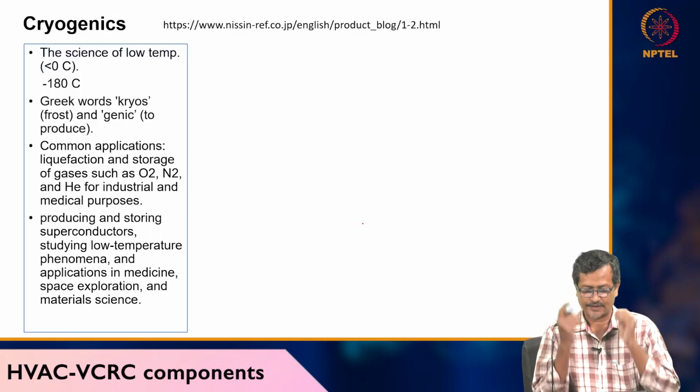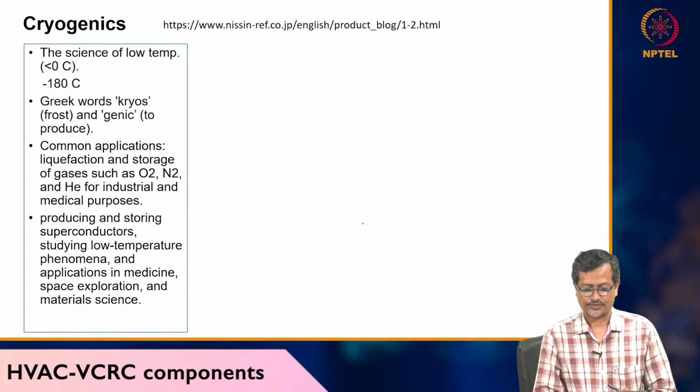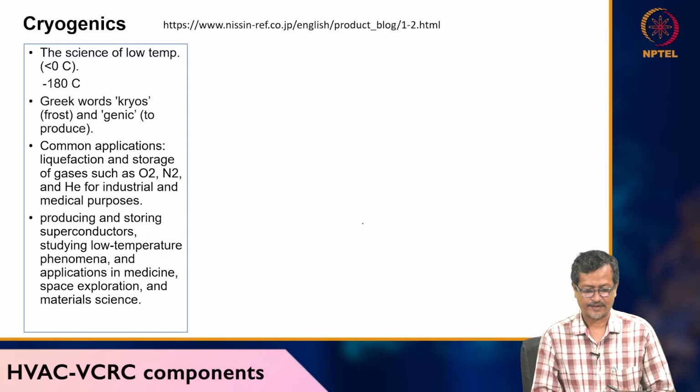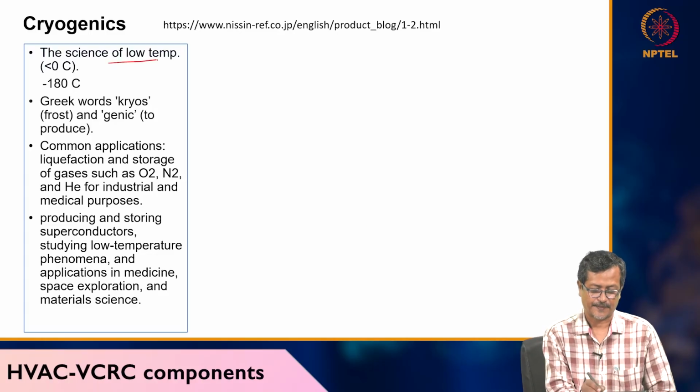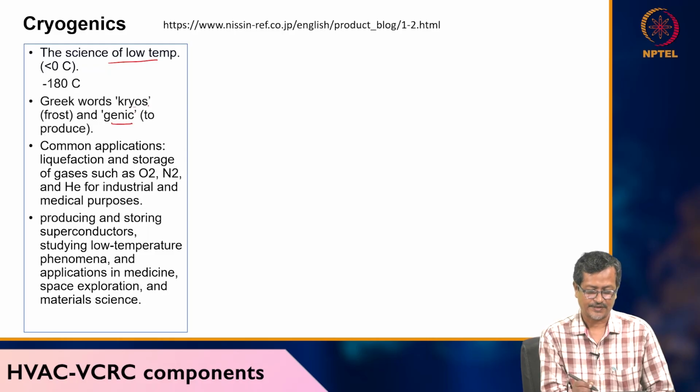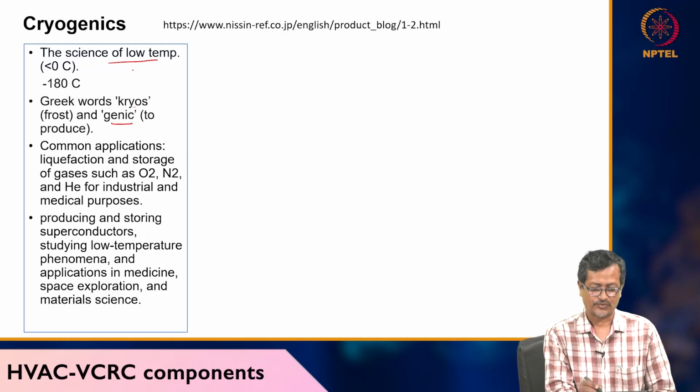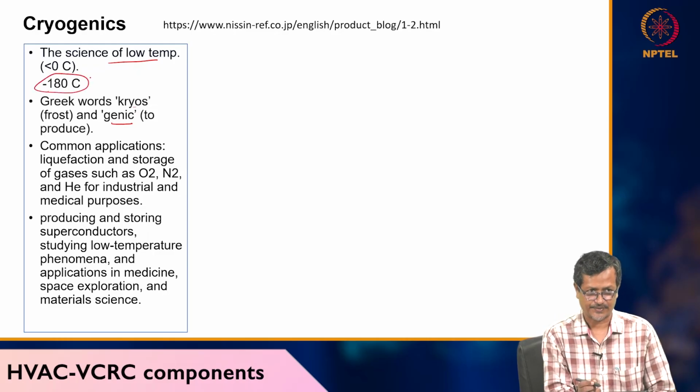So another term is cryogenics. If you go to the IIT Kharagpur website, I think they have a master's program in cryogenics. Cryogenics is used for rocket propulsion, fuel, and other aspects. It is the science of low temperature. The term comes from the Greek words cryos and genic, meaning frost creation or production. So low temperature science is called cryogenics. It can produce, let's say, minus 180 degrees centigrade temperature also.